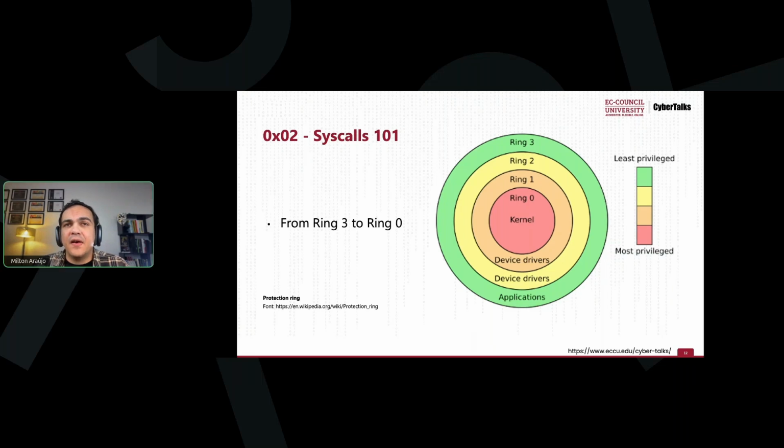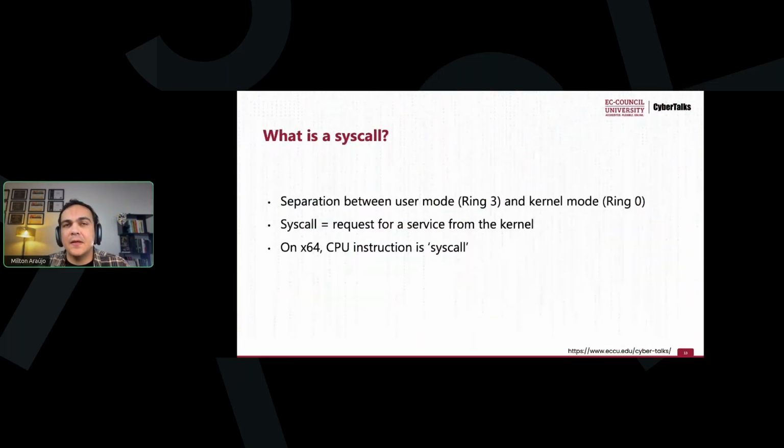Okay, let's define it clearly. We have a separation between user mode, ring 3, and kernel mode, ring 0. A syscall is a request for a service from the kernel, like open a file, unlock memory, map a section, etc. On x64, the CPU instruction that performs this transition is literally called syscall. So every time your code needs something privileged, it has to ring the doorbell.